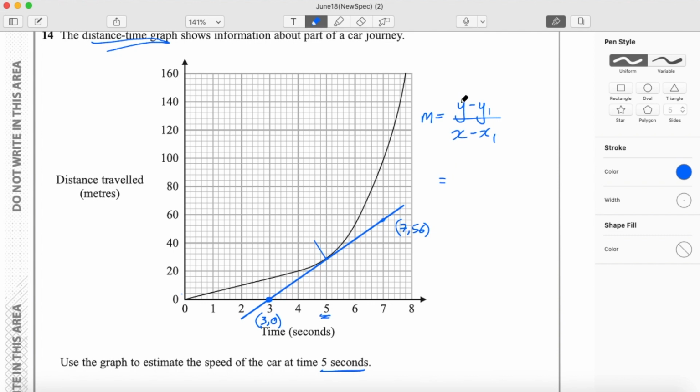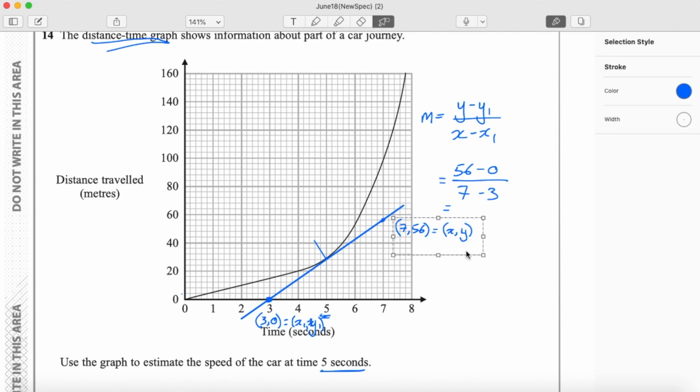So the gradient then, y minus y1. If we call this box x, y, and we call this box x1, y1, then y is 56, minus y1, which was 0, over x was 7, x1 was 3. So that's why it's good to pick nice numbers. It just makes it a lot easier when it comes to finding your gradients and things later on.